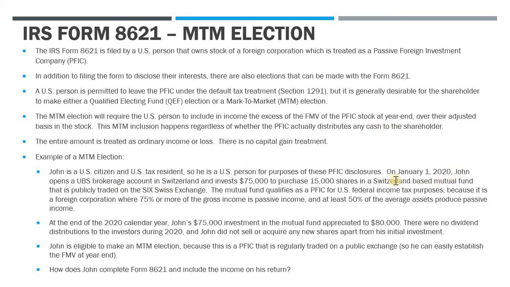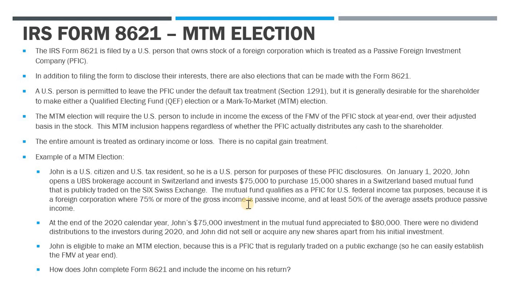So at the start of the year, John opens a UBS brokerage account in Switzerland, right? So he wanted access to the Swiss markets, couldn't get it through his U.S. broker, so he opened a foreign brokerage account, and then he put $75K in and bought 15,000 shares in a Switzerland-based mutual fund that's publicly traded on the SIX exchange. Okay, this is really important. The MTM election is only available if the PFIC is traded on an organized exchange. Okay, you cannot make an MTM election if the stock is not publicly traded.